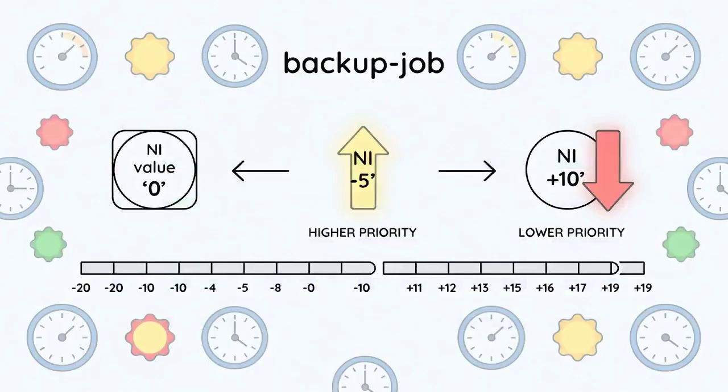F7 lowers the nice value to gain priority. F8 raises it to yield CPU time. Negative values like -5 mean more aggressive scheduling. Positive values like +10 mean the kernel favors other processes first. It's a direct trade-off. Lower NI equals higher priority equals more CPU time.